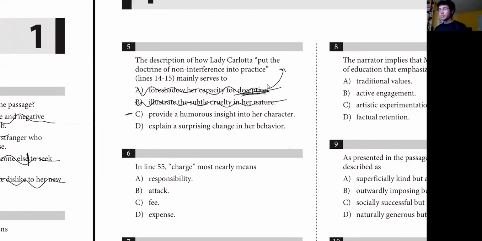So it's not a surprising change because she didn't go from interference to non-interference completely. She just didn't interfere in anything that's none of her business once, and then she went back to interfering with everything she does. Right. This feeds into her outspokenness. So the answer here is going to be C.